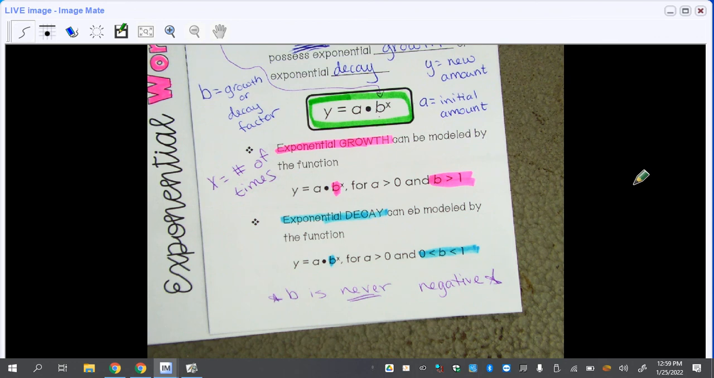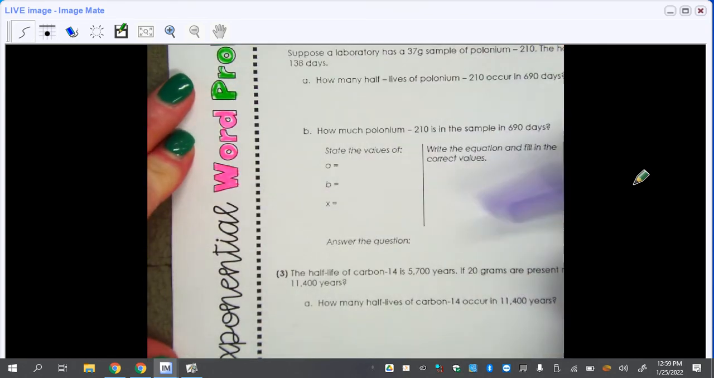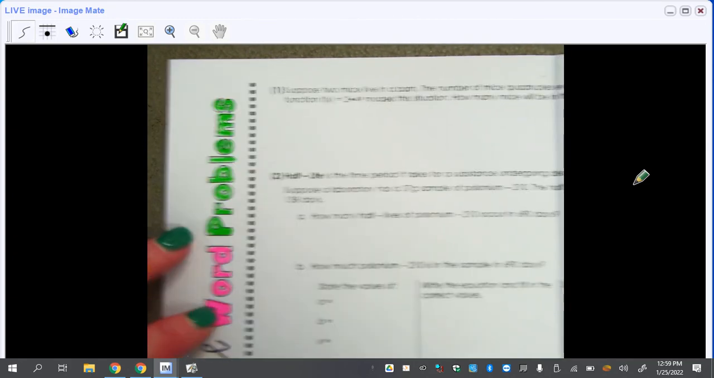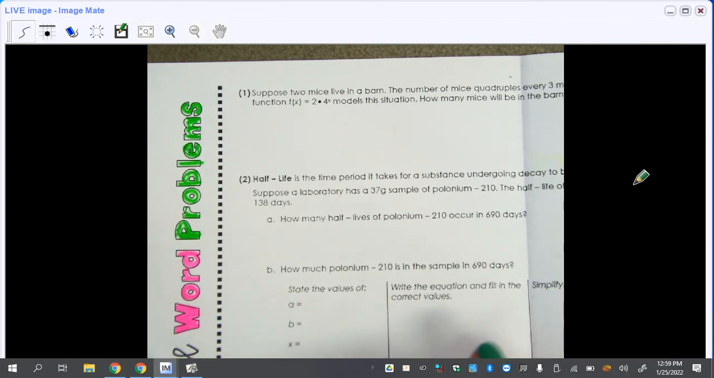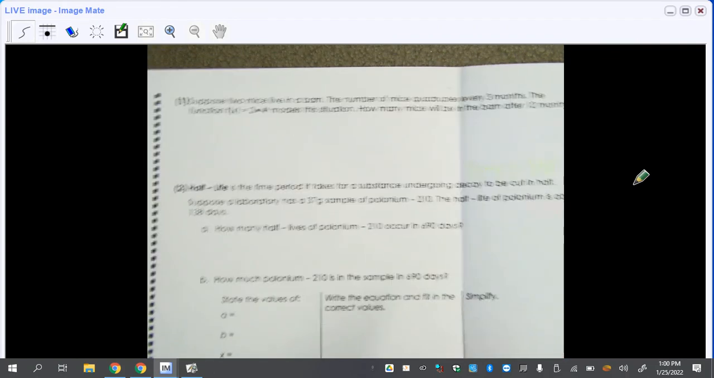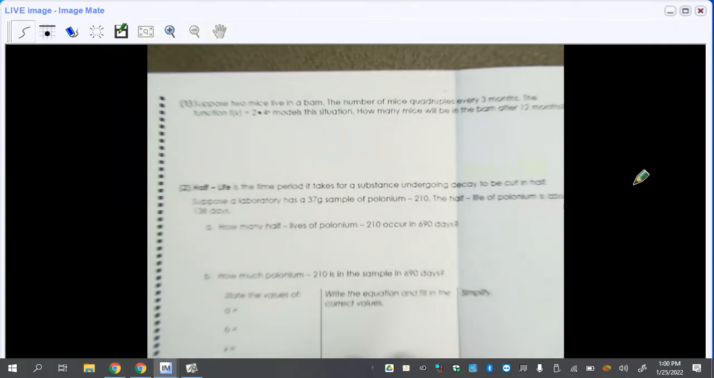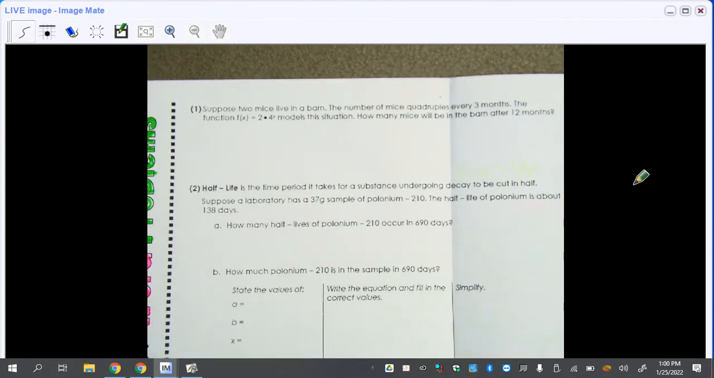All right. Let's take a look at our examples we have on the inside. Our problems are going to be a little different this time because we're not going to get a percentage for today's word problems. But there are still going to be some context clues that we can use to tell us that it is an exponential growth or decay problem.